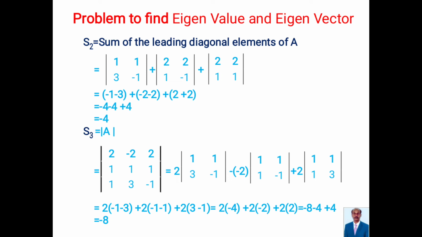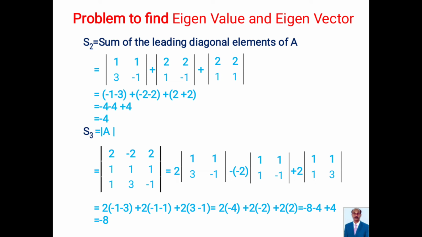What is the second one? 2 into minus 1 is minus 2, then 2 into minus 2 is minus 2, so minus 2 minus 2 is minus 4. Then the third one, 2 into 1 is 2, minus 2 into 1 is 2, so we get 2 plus 2, 4. So what is the value? Minus 4, minus 4, plus 4. If you add all these values, we get minus 4. That is the S2 value.